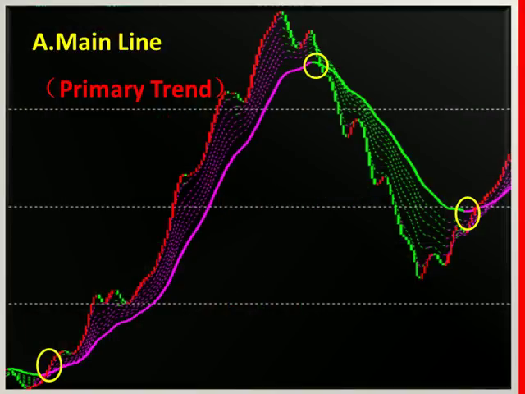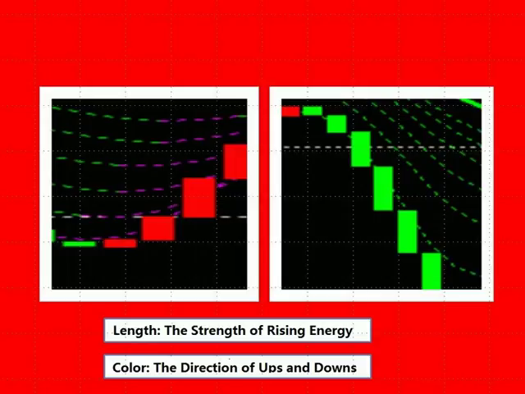So this is the main line. Let's see this one. This is the chain expert. The length of rising range. So if we see the candlestick is larger, which means the rising strength is good. The power is strong, okay? But if from larger it becomes shorter and shorter, which means the rising power is not enough, okay?